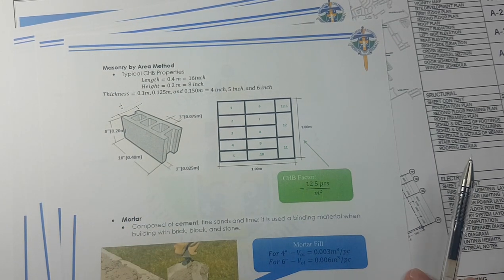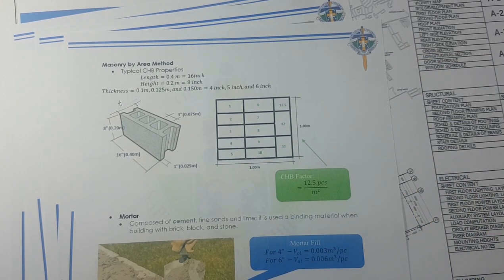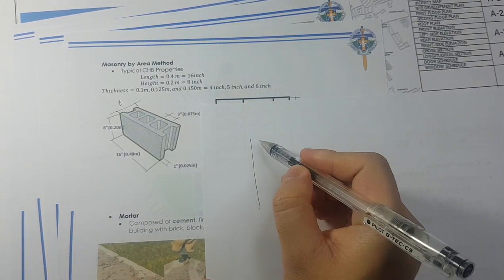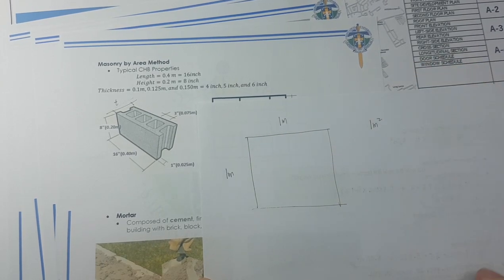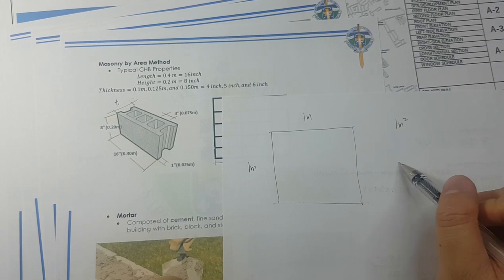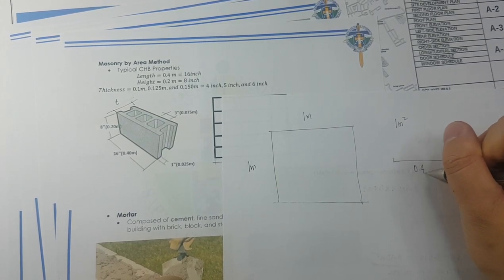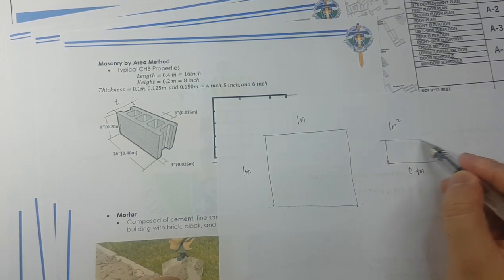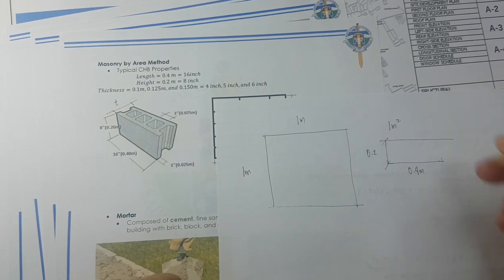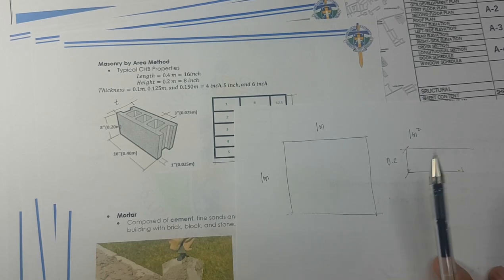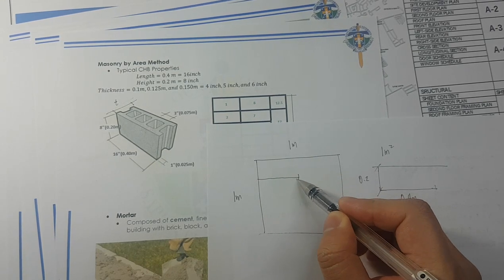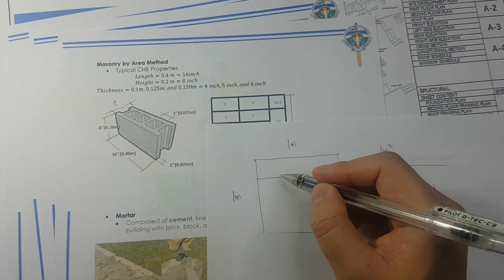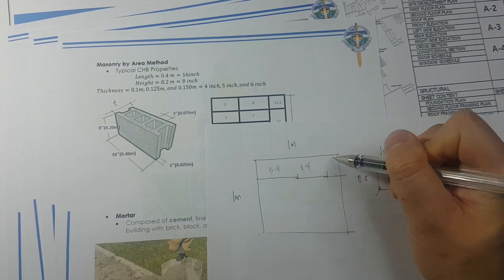Now, for the area method, we are going to use a 1x1 square meter of hollow block. Okay? So, for example, this is 1 meter by 1 meter hollow block, no? So, this is 1 square meter. Okay. Now, the width of the CHB is 0.4 meters. Okay? And the height of your CHB is equivalent to 0.2 meters. Ngayon, titignan natin kung ilang 0.4 ang magkakasya sa 1 meter. Okay? So, we have here 0.4. We have here 0.4. Then, we have here another 0.2. Diba? So, that is 0.4, 0.4, 0.2.